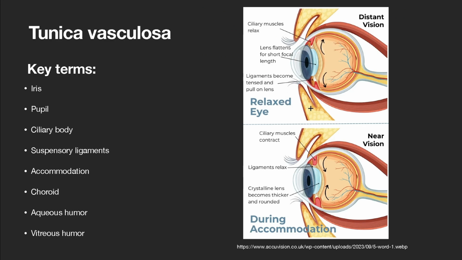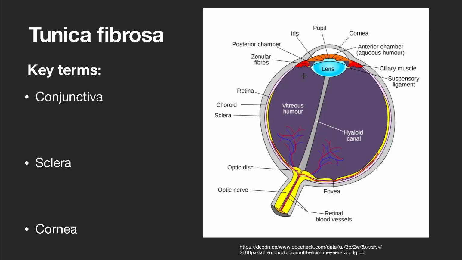Now, your ciliary body is a very important structure. Ciliary body contains ciliary muscles, and these muscles directly attach to suspensory ligaments, which you can see are these little white sort of like ropes. And the ligaments are attached to the lens, which isn't listed here, but your lens is like a magnifying glass type structure.